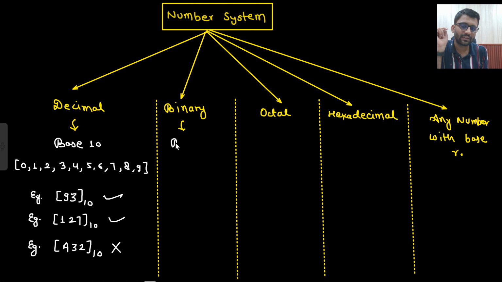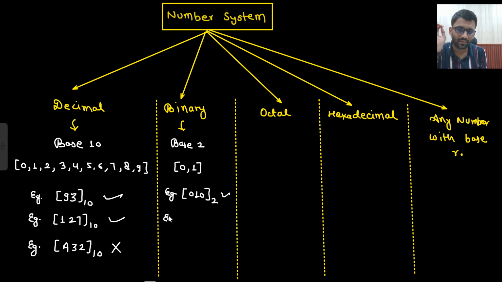In binary, what is the base? Base is 2. Base 2 means only 0 and 1 are known, nothing else. That's it. Base 2 means there will be only two digits, 0 and 1. So if I write a number 010, will this be acceptable? Yes, surely. If I write another number, 100, will this be acceptable? Yes, I know all the digits. If I write the number 210 and I say the base is 2, will that be acceptable? No. This will not be acceptable.